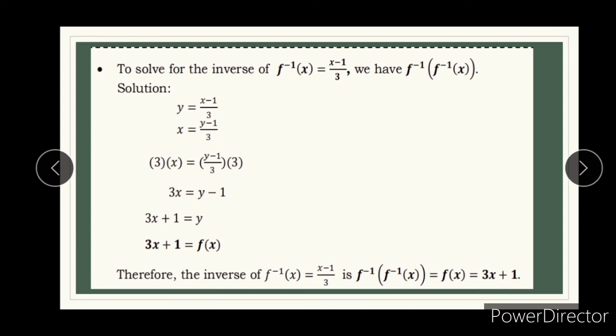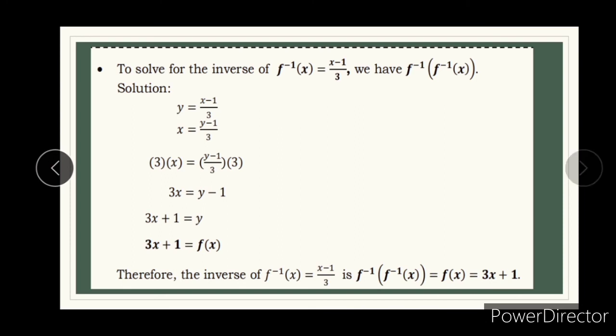To get the value of y, we have to add positive 1 to both sides of the equation. Then we get y is equal to 3x plus 1. Therefore, the inverse of the f inverse of x equals x minus 1 all over 3 is f of x, and that is equal to 3x plus 1.